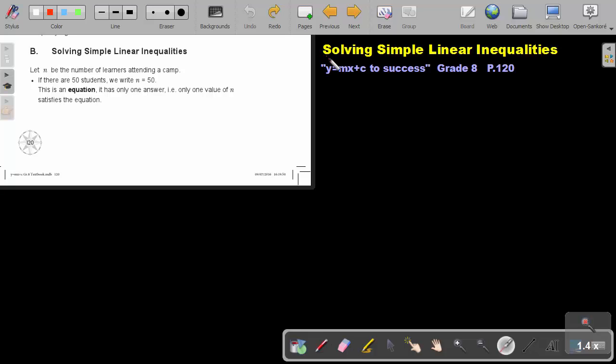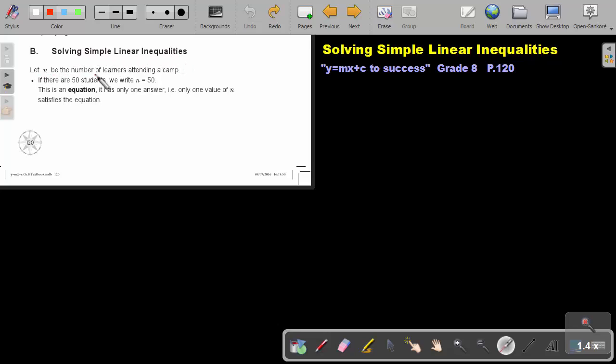Part 8. Solving simple linear inequalities. You will find this on page 120 in the Namibian Mathematics Grade 8 textbook, y equals mx plus c to success. Solving simple linear inequalities.